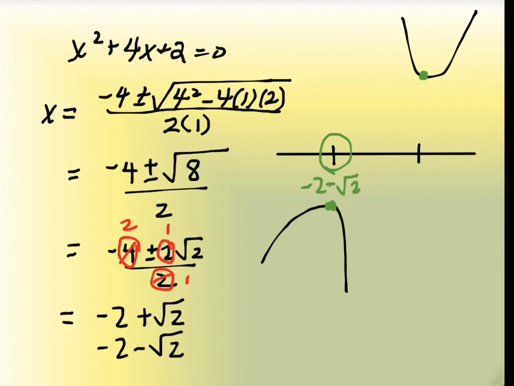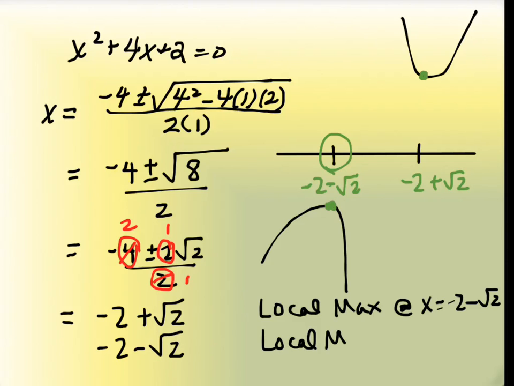How do you know? How do you know this one's here? That one's going to be smaller. It's going to be smaller because of the subtraction between them, right? And so then this is the negative 2 plus the square root of 2. So this one right here is the minimum value. So when we're writing our answer for this one, we have a local max at x equals negative 2 minus the square root of 2. And we have a local min at x equals negative 2 plus the square root of 2.